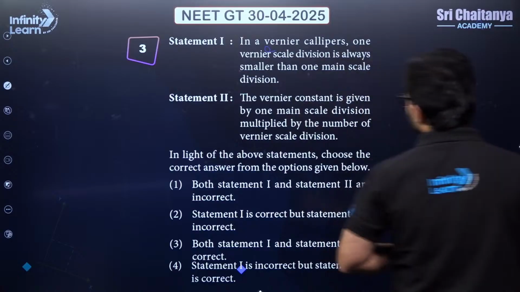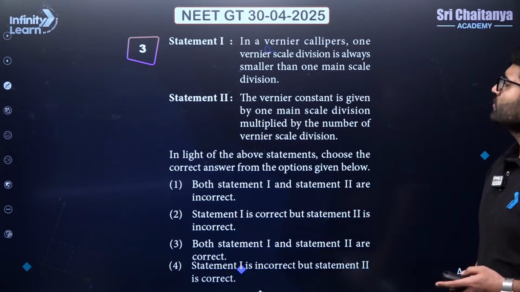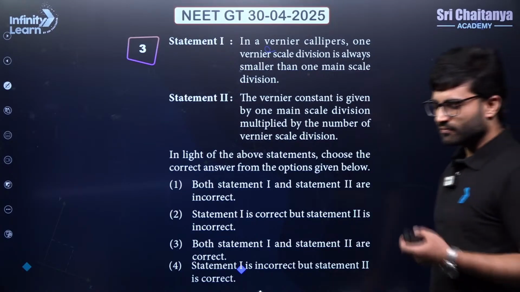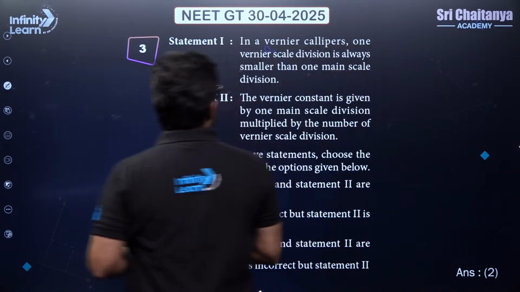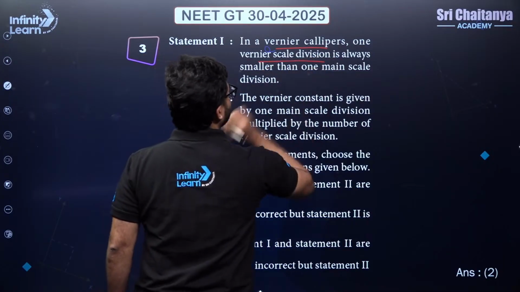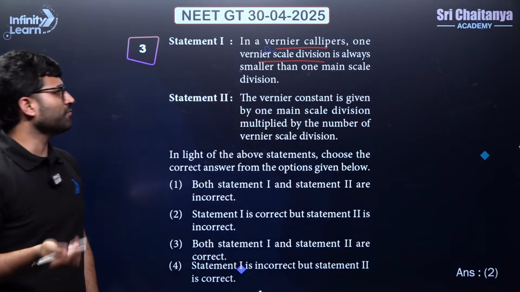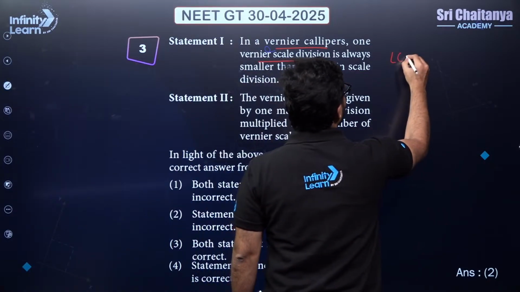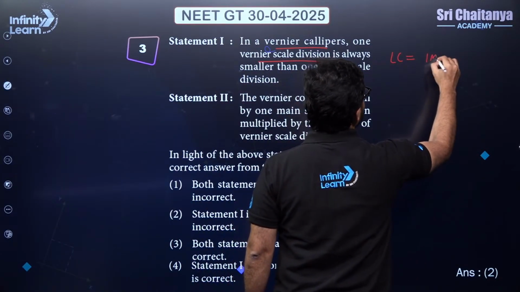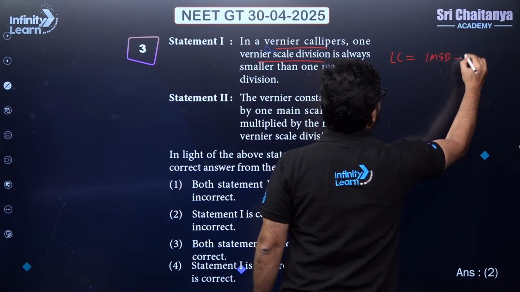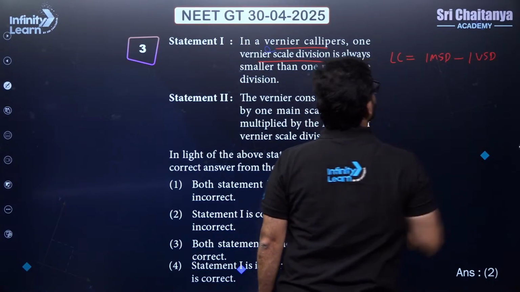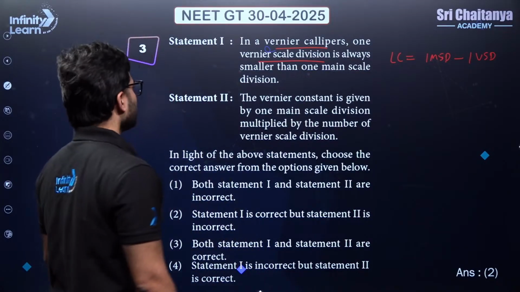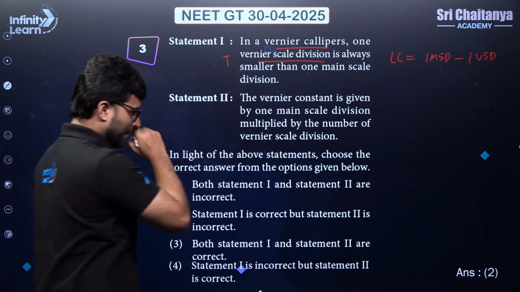Let's move ahead. In a vernier caliper, one vernier scale division is always smaller than one main scale division. Okay. So they are saying that in vernier caliper, one vernier scale division is always smaller than one main scale division, and that is true, right? So if you remember, we write the least count of a vernier caliper as one main scale division minus one vernier scale division, right? So vernier scale division is lesser as compared to the main scale division, correct?